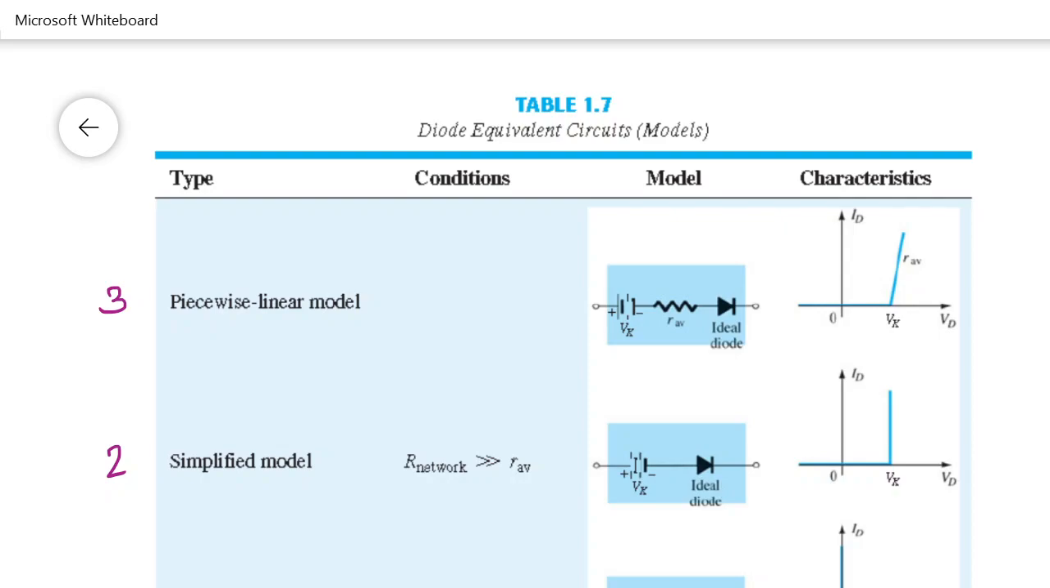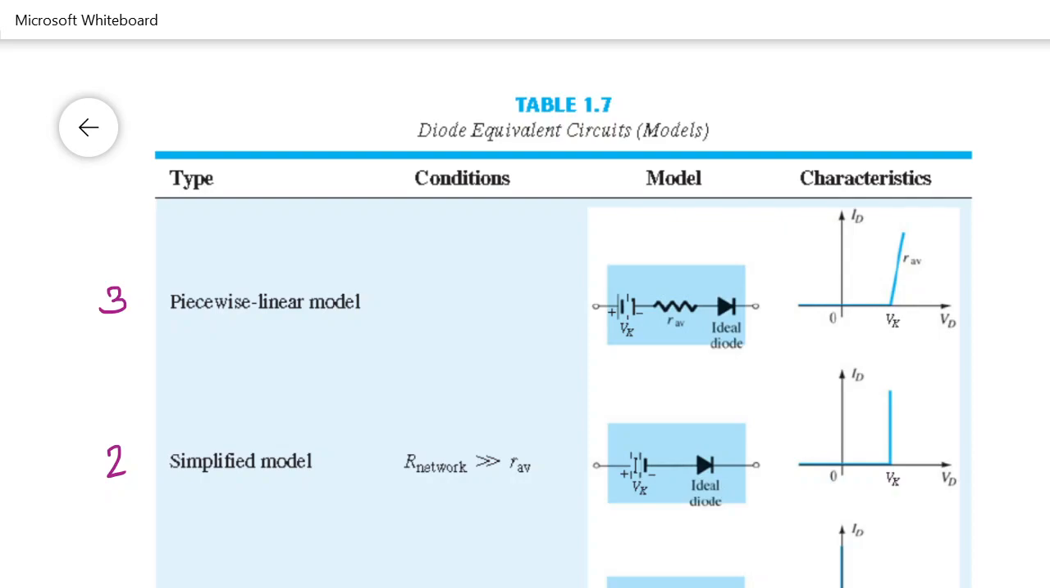In this ideal switch, we can consider the case when the resistance of the network connected with the diode is much more than the average AC resistance. You have already seen that the AC resistance is very low, from the example that we have just done. So normally the diode can be considered an ideal device.